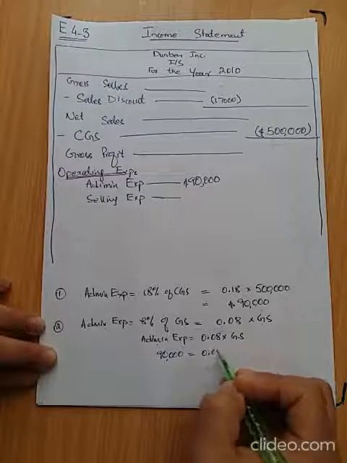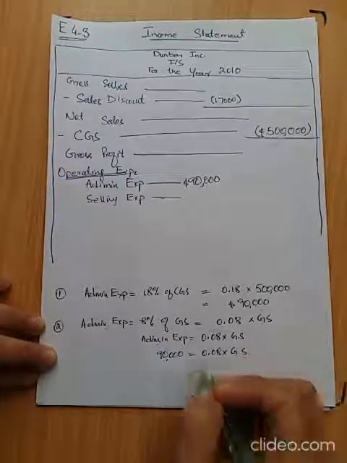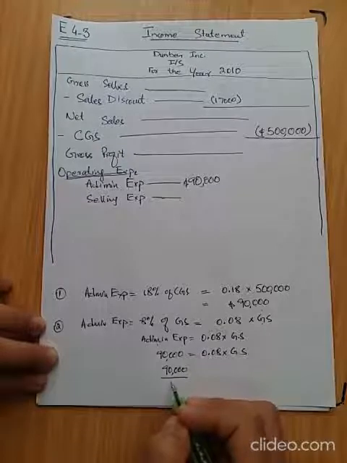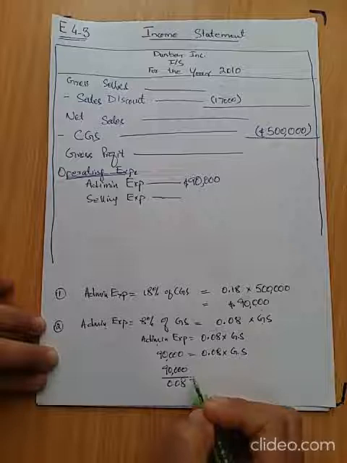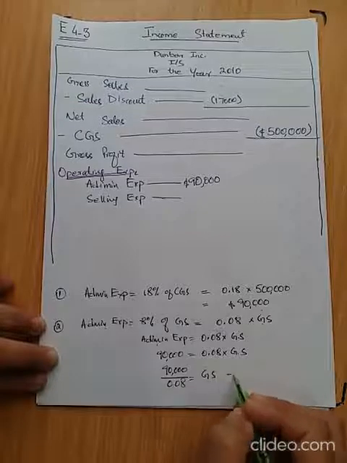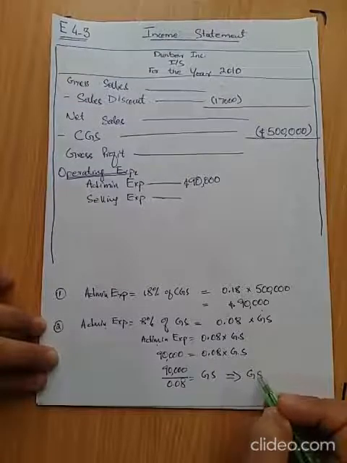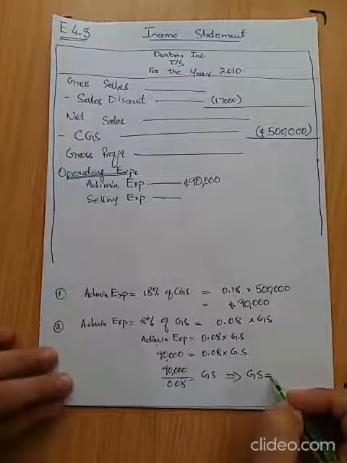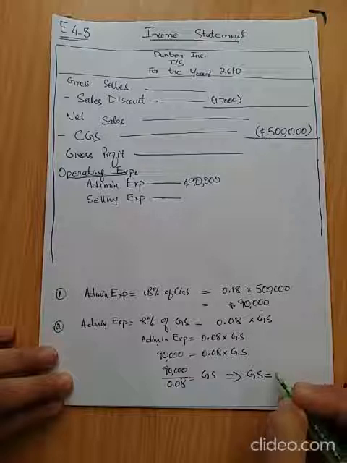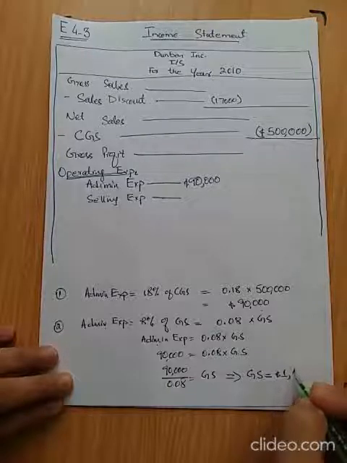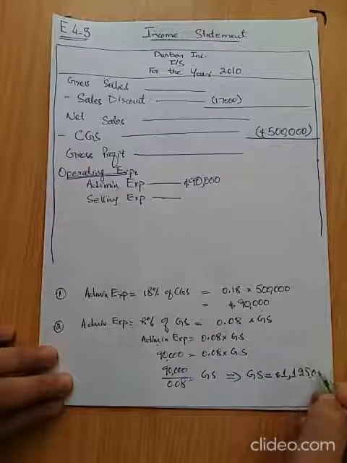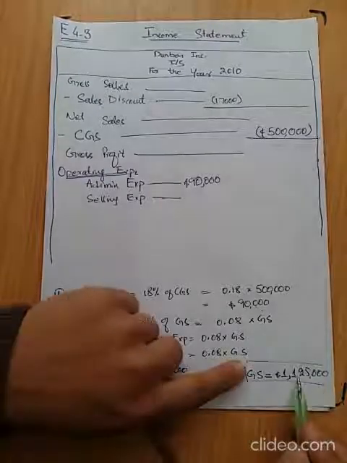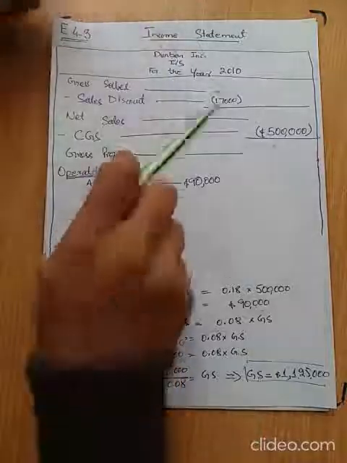$90,000 is equal to 0.08 multiplied by gross sales, or it would be $90,000 divided by 0.08 is equal to gross sales. I hope you got the idea that when you shift it, there is a reverse application as well. Now if you divide it, it gives you a figure of $1,125,000, the gross sales. Once you get the gross sales figure, we shift this figure here.